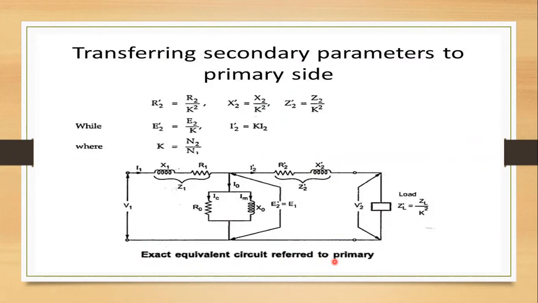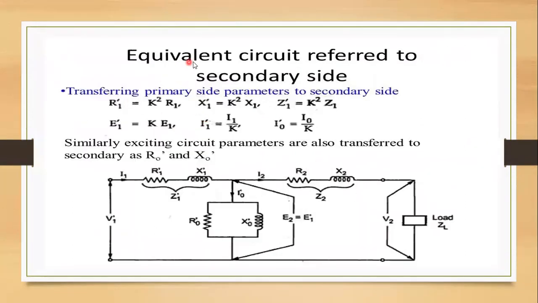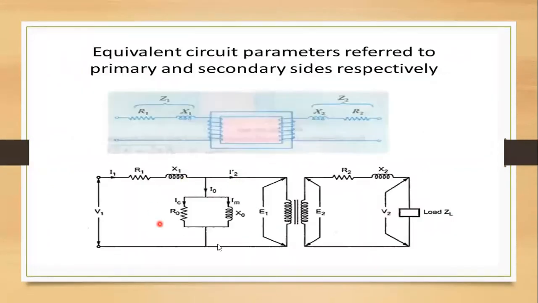Then how do we convert the parameters from primary to secondary? It is into K square. So that means R1 into K square. So this is the equivalent circuit referred to the secondary side. Primary side is over, and now it is the equivalent circuit referred to the secondary side. They are all primary parameters of the transformer: R1, X1, R0, X0, and E1 also. These are all converted into the secondary side of the transformer.